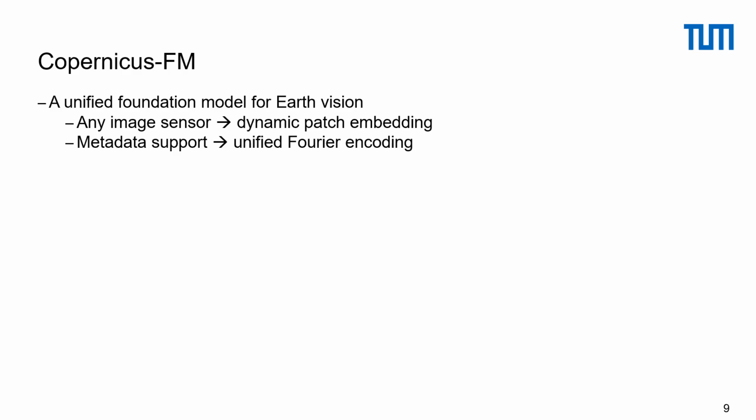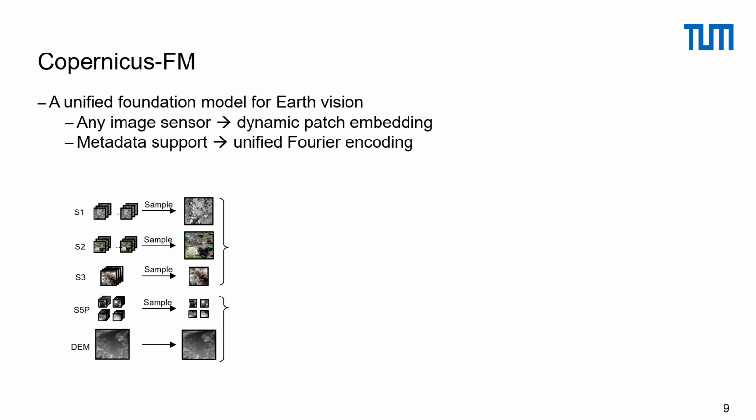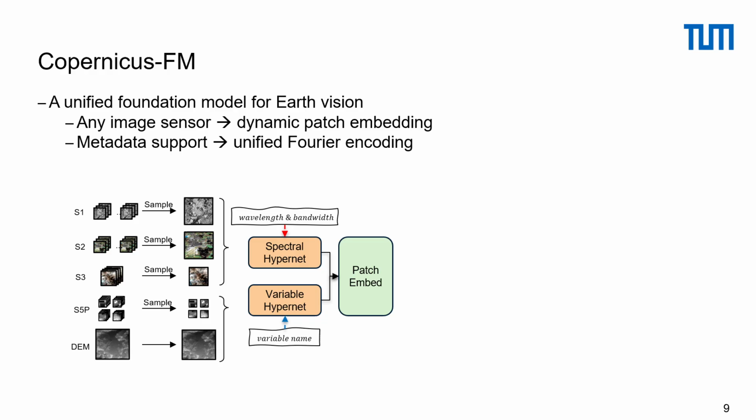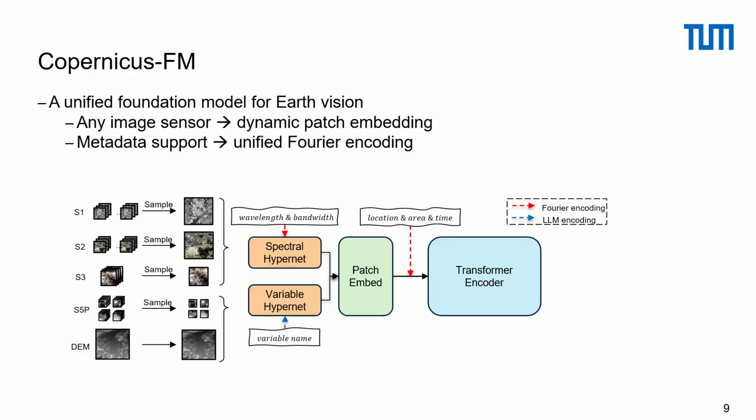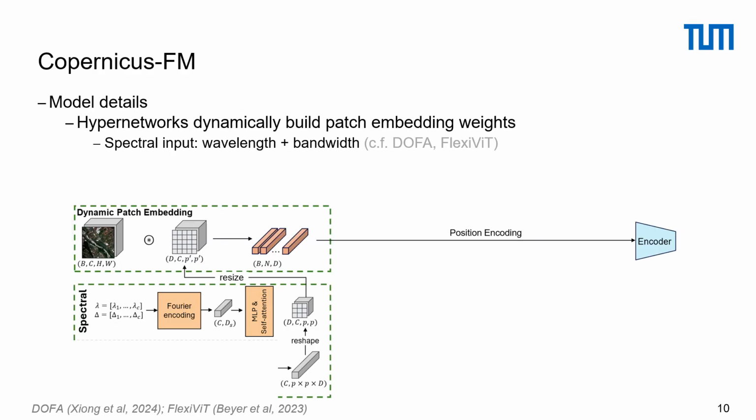During training, one image for each modality is sampled from a common grid cell, which is then patchified by a spectral or variable hypernetwork based on the modality's spectral response or variable name. Further, metadata encodings are incorporated into the patch tokens to be fed into transformer blocks. Let's have a closer look at hypernetworks.